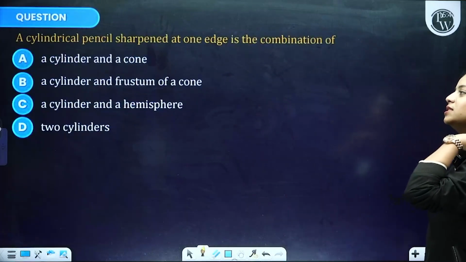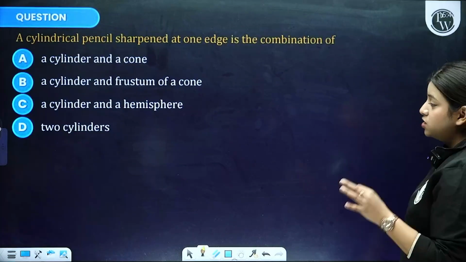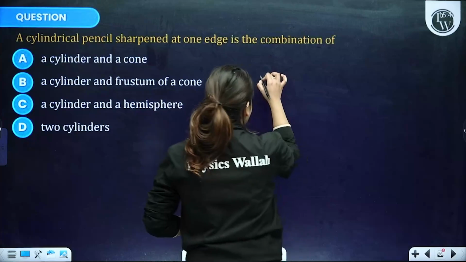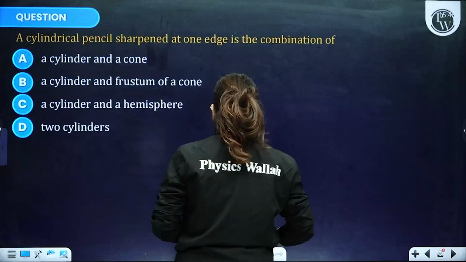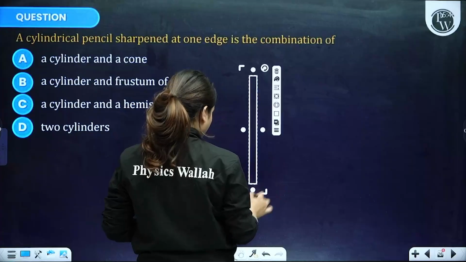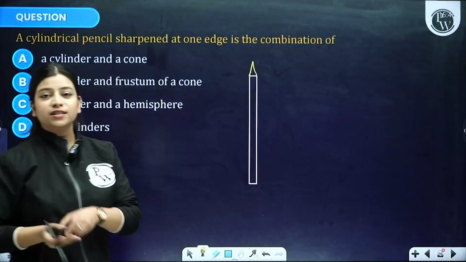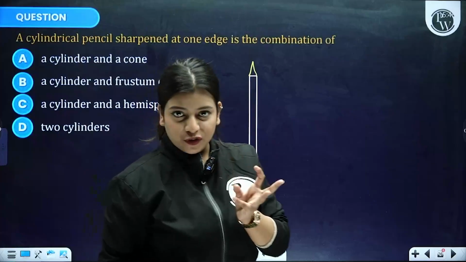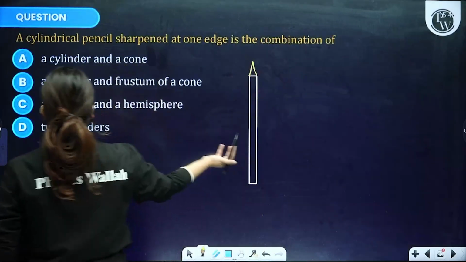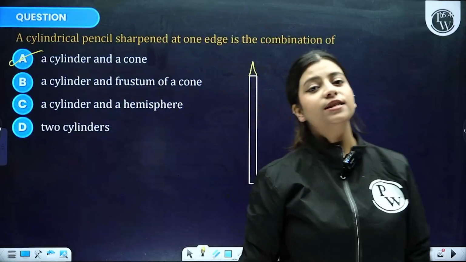The next question says a cylindrical pencil sharpened at one edge is a combination of. So if we have a pencil, people, and this pencil is sharpened at one edge, what is the shape of a pencil? Cylindrical, right? And if it is sharpened, so a cone and a cylinder. So a cylinder and a cone will be the combination of this figure.